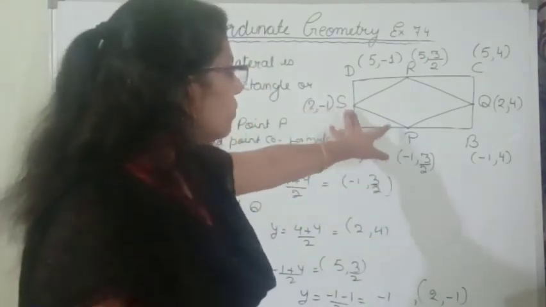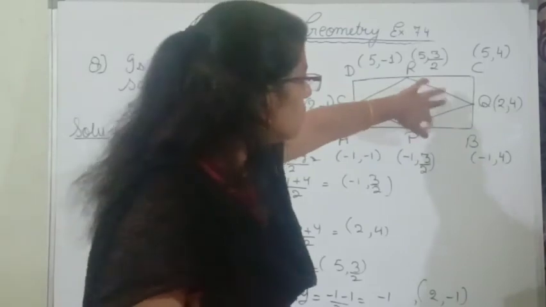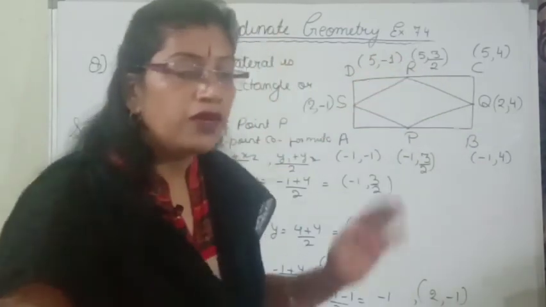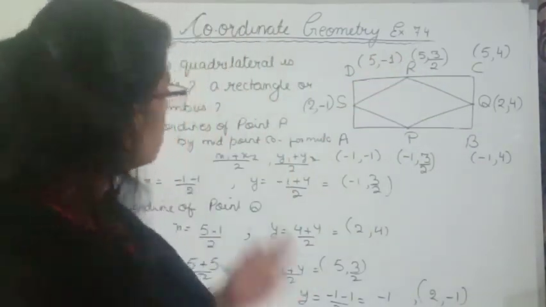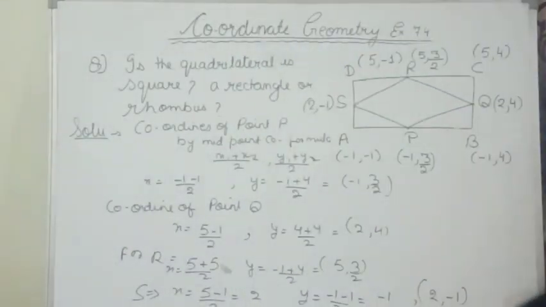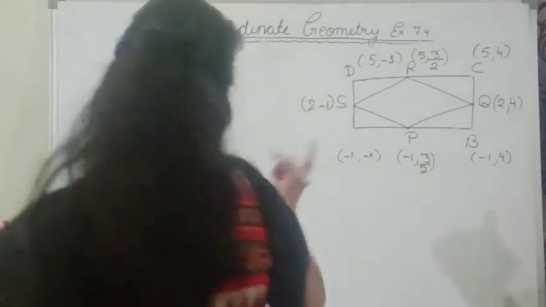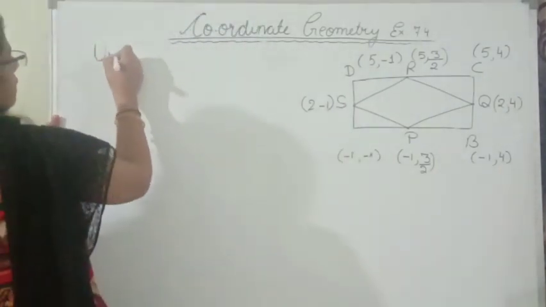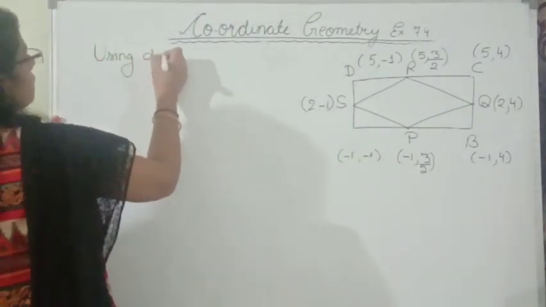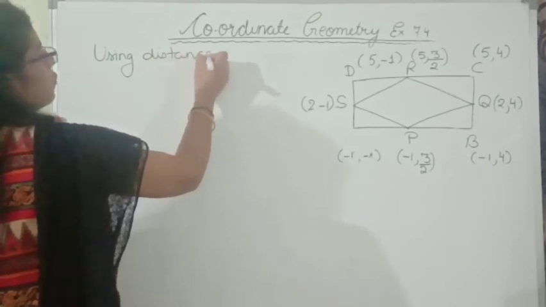Now by distance formula let us find the distance between these two and these two, और फिर diagonal निकालेंगे इनके. ठीक है, so let us find these coordinate first. So let us find the distance between PQ by distance formula. So I am writing using distance formula.